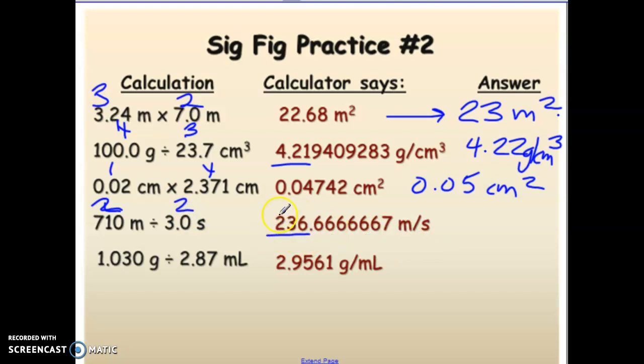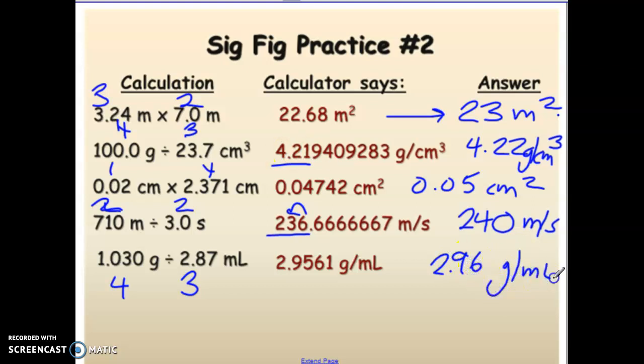Okay, so this is a bigger number. 236.66, etc. When you round this to 2 significant digits, it would actually be 240. Right? So remember, you're looking and the 6 would round that 3 up. 1.030 is 4. 2.87 is 3. So meaning we would need this to be 3, which would be 2.96 grams per milliliter.